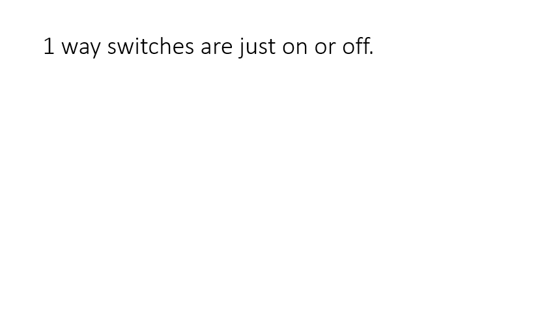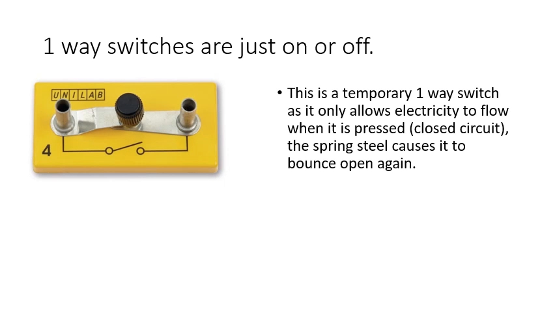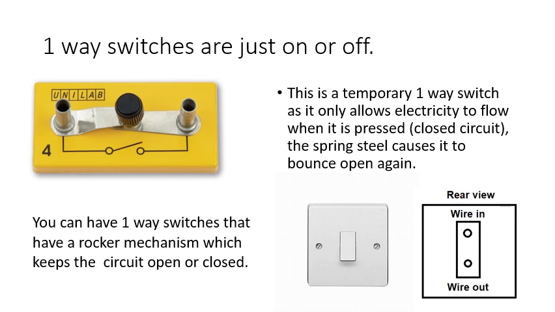One-way switches are just on or off. Here's an example of a one-way switch that you've used in school. This is a temporary one-way switch as it allows electricity to flow when it is pressed, closed circuit. The spring steel causes it to bounce open again. You can also have one-way switches that are more permanent, that have a rocker mechanism which keeps the circuit open or closed, allowing electricity to flow.